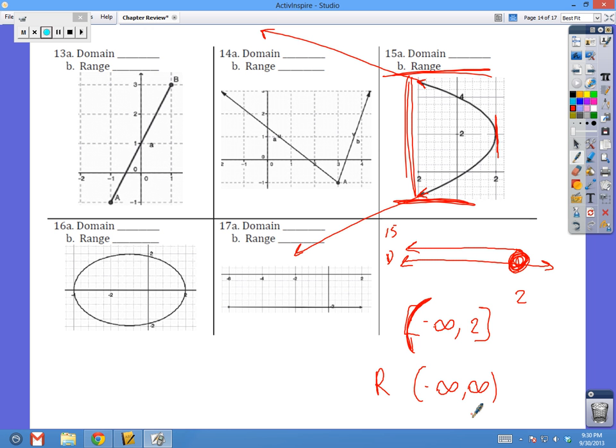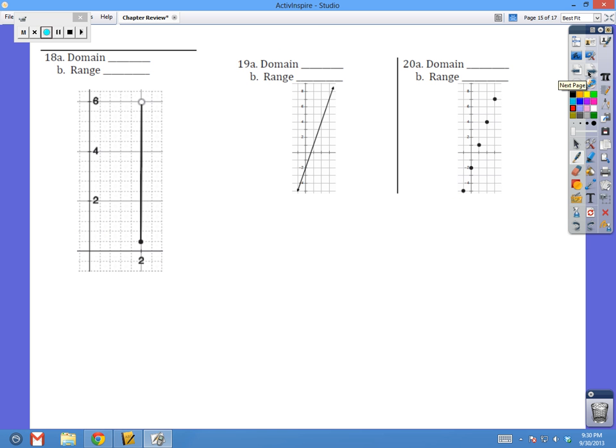Okay, I think that might cover them. The only tricky one is like on 20.